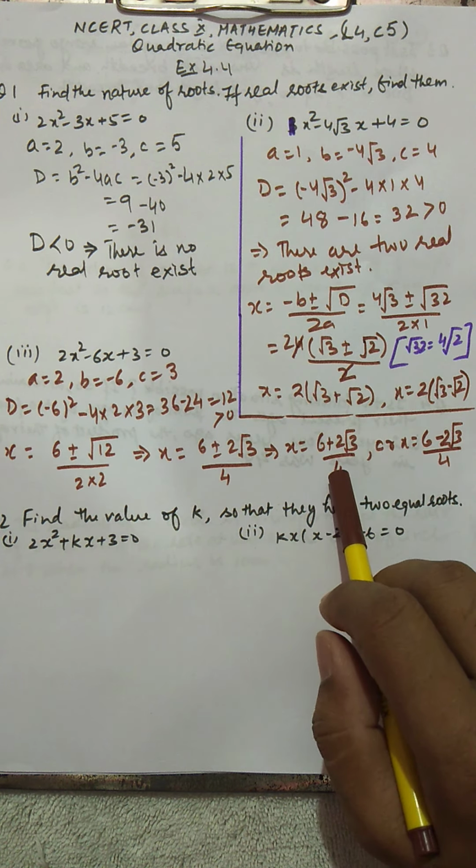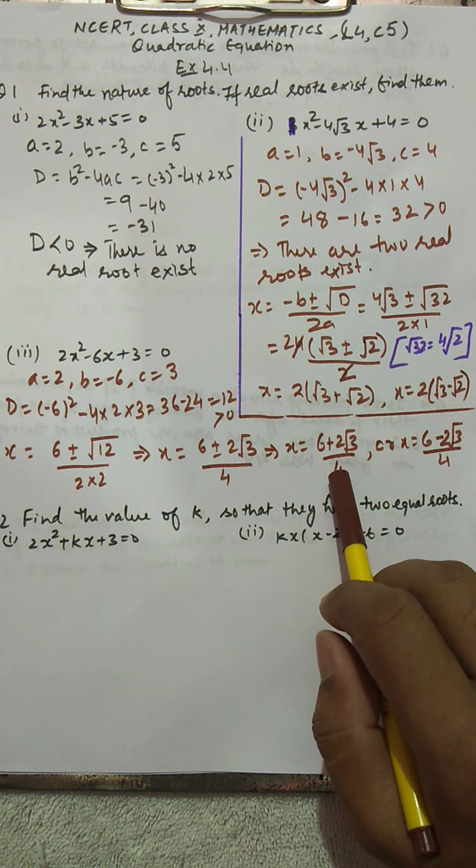Now you know that two equal roots exist if D equals 0. So now we'll find D equal to 0. D is b square minus 4ac, which is k square minus 4 into 2 into 3, and this is equal to 0. So this is k square equals 24.